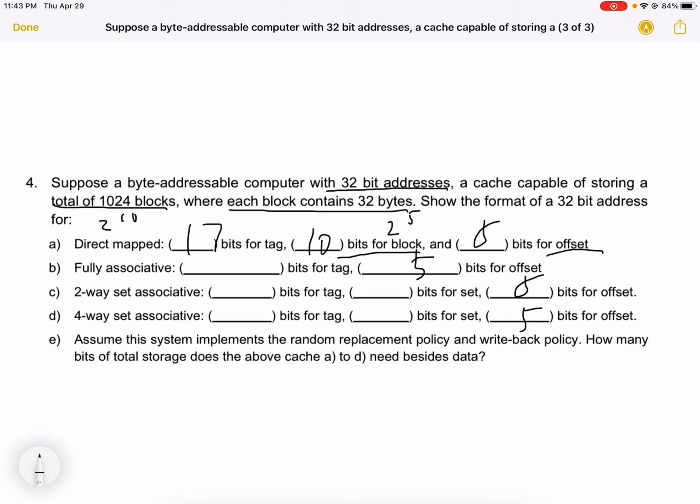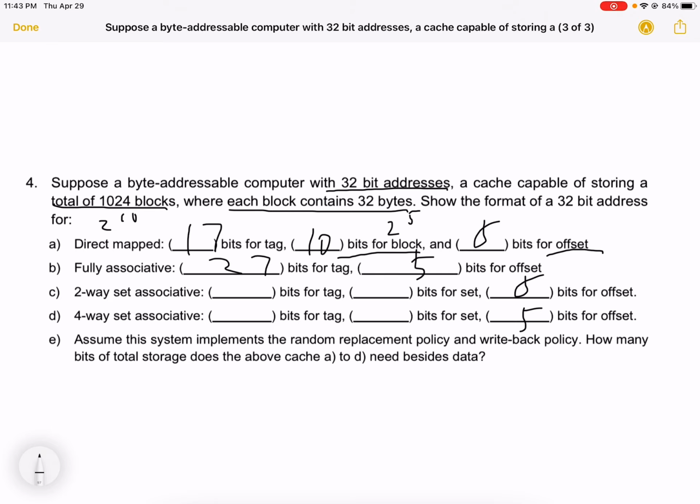And for the fully associative, we only need to find tag and offset. So offset is 5, and we use the total bits, which is 32 bits, minus 5, which is 27 bits for the tag. So for two-way set associative, we basically need to find the sets first.